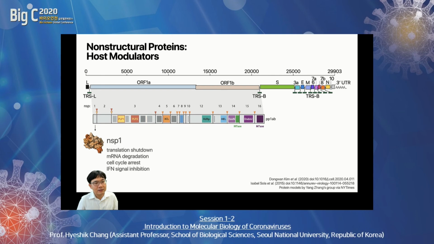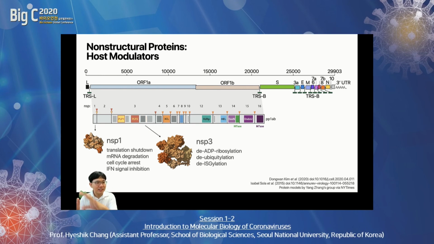When the virus enters the human body, it triggers the innate immune system. To be more specific, the interferon signaling is turned on. This protein blocks the interferon signaling. In a nutshell, NSP1 plays an important role in allowing the virus to occupy the host.